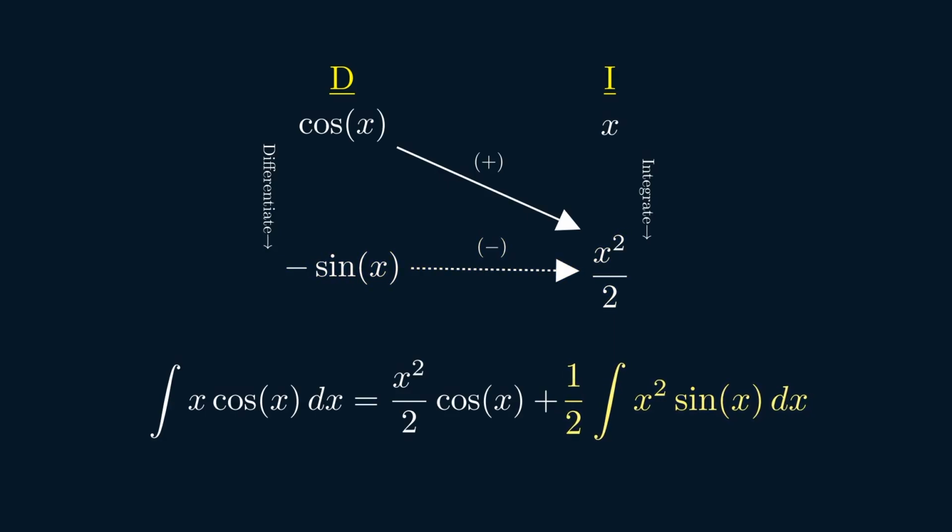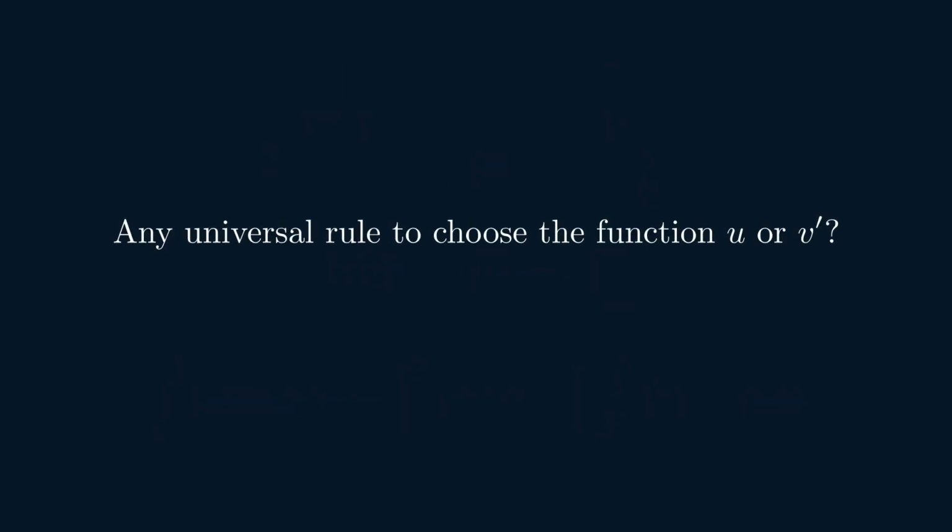The integral on the right is even more complicated than the original. Thus, placing x in the second column does not work in this case. Is there a universal rule for choosing the function u or v prime?